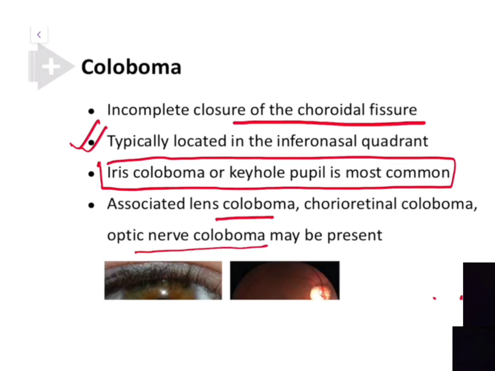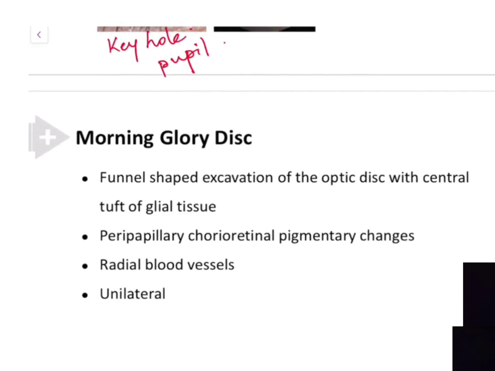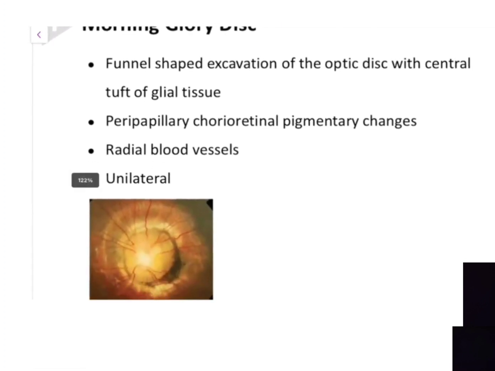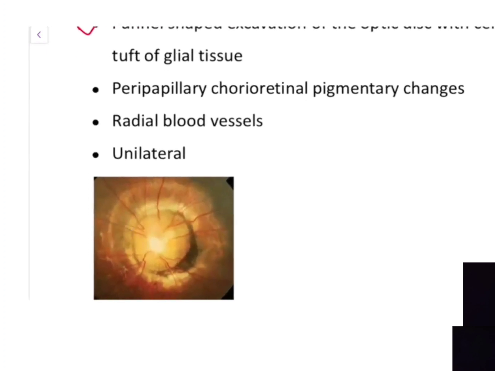Right, so we discussed the anterior segment dysgenesis, we discussed the coloboma also. Now another uncommon disorder, but something which is asked in exam because it has a unique name and a unique appearance, and that is called as a morning glory disc. Now this morning glory disc is an anomaly where you have a funnel shaped excavation of the optic disc. So this optic disc, the central part of it has an excavation and there is a glial tissue at the center. So this area that you see, this is the glial tissue.